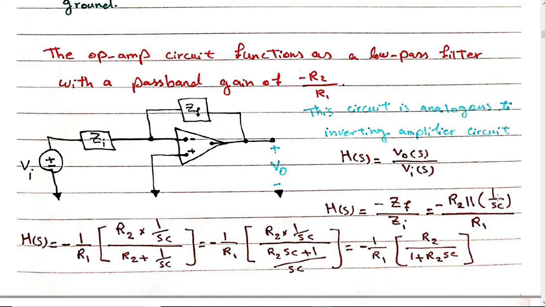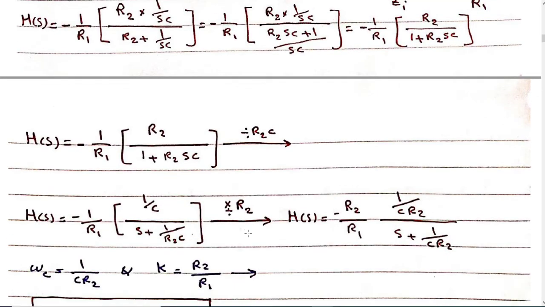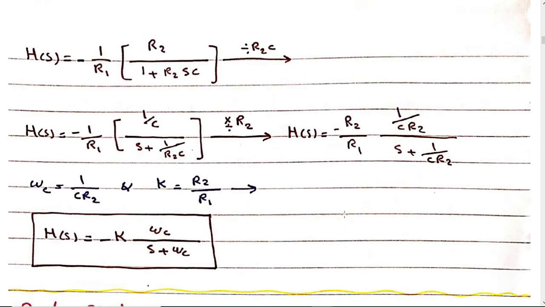R2 in parallel with the capacitor. So it will be R2 multiplied by 1 over SC, over R2 plus 1 over SC. And you have minus 1 over R1 over here. So you will get this. If you rearrange the equation, you will get this final equation.